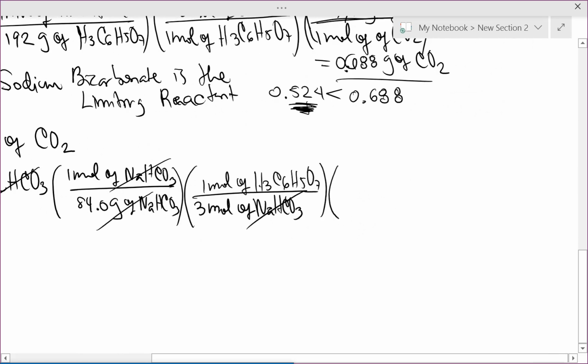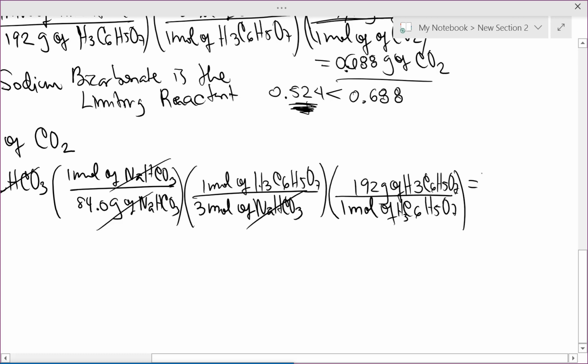And now remember that we want to get the grams of citric acid, not the moles. So we need to do this last conversion in here. 1 mole of H3C6H5O7 is equal to 192 grams of citric acid. This is finally equal to 0.7619 grams of citric acid.